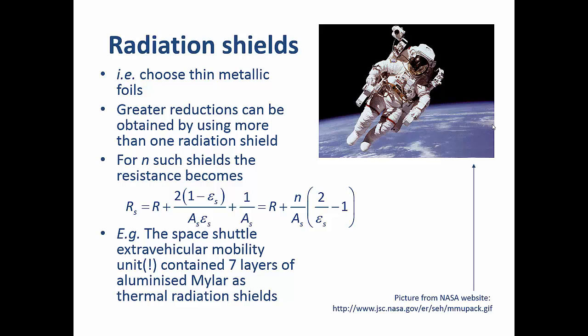And if you really then want to reduce the radiative losses still further, you use more than one radiation shield. So you would have layers of metal foil. So if we had N shields, then the resistance network essentially becomes this. So you can see that this term N enters the total resistance, and as N goes up, clearly the total resistance will go up, and therefore the radiative heat transfer will go down. And just as an example, this sort of unit contains 7 layers of aluminized mylar as thermal radiation shields.